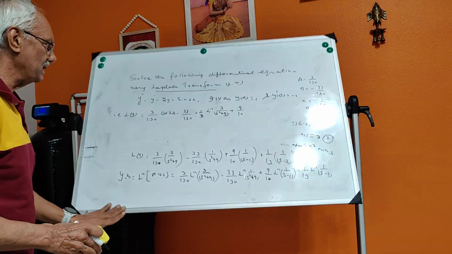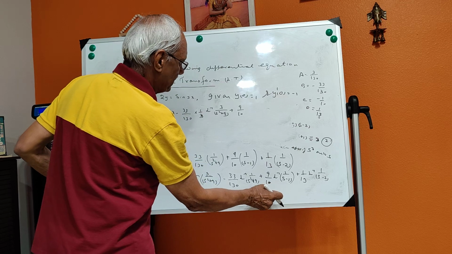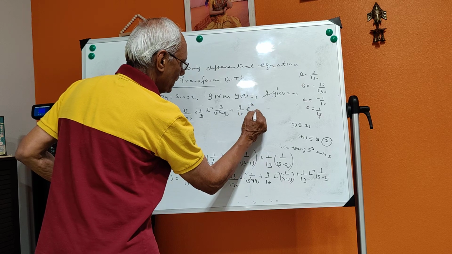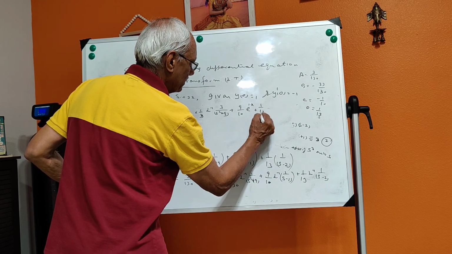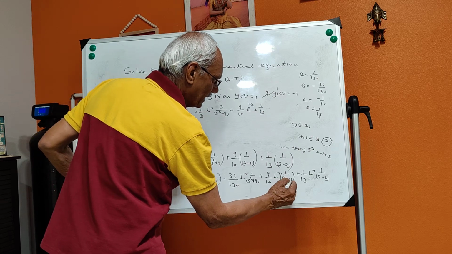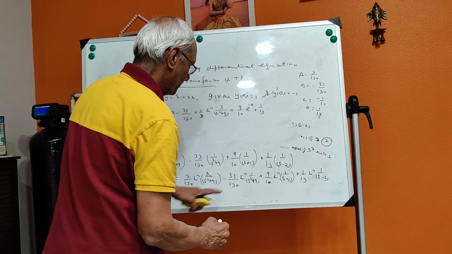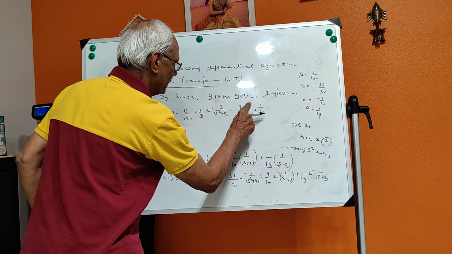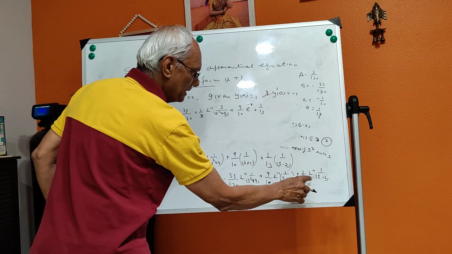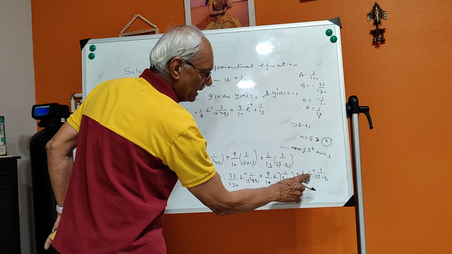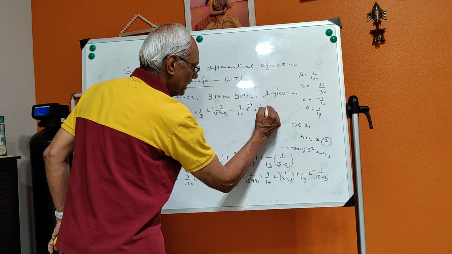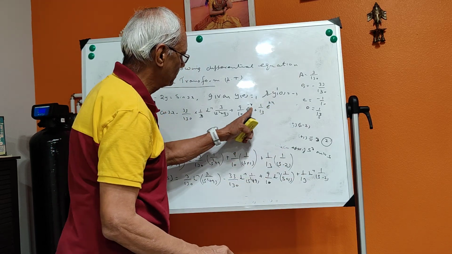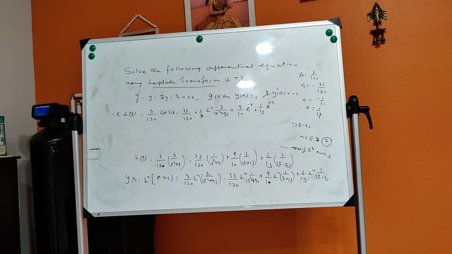Now applying this idea, this is nothing but 9 by 10 into e to the power of minus x, because this is s plus 1, and s plus 1 means this is minus. And this is 1 by 13, L minus 1 of 1 by s minus 2, so this is nothing but e to the power of 2x. When it is minus, you put plus. So if it is plus, it is minus. So this is what you have as the inverse Laplace transform.